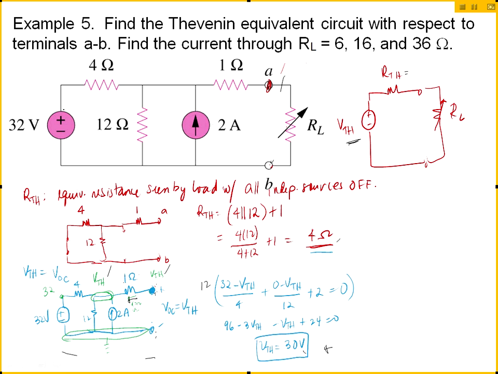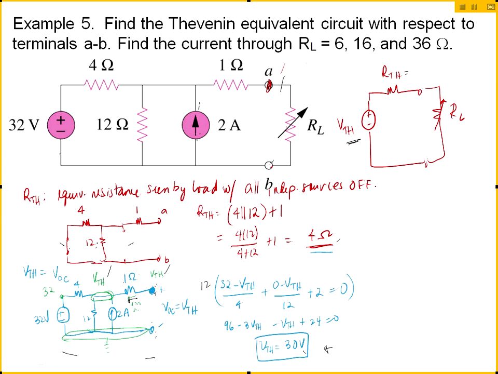ohms. How did I find the 4 ohms? I turned off all the independent sources. I shorted this, and I opened this. See that? Short, open. And then I simplified all the resistors I see. 4 and 12 are in parallel. Yes?